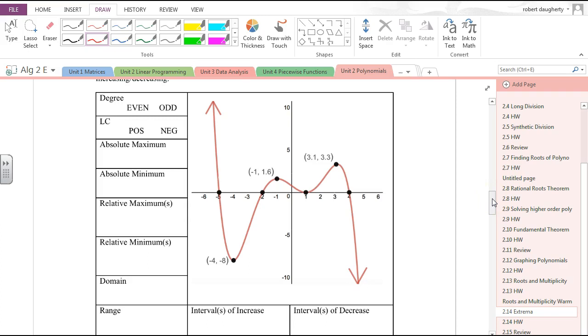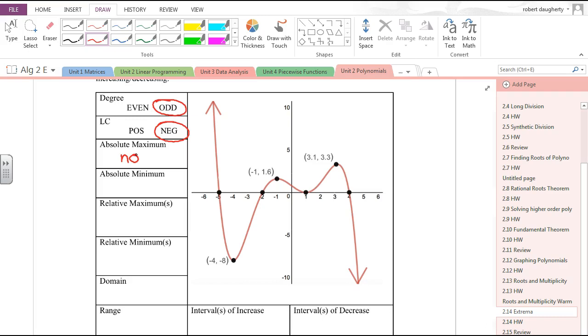I think they should come together relatively easy. So let's look at this polynomial. The degree of this, is this even or odd? Okay, it's odd degree. Leading coefficient is positive or negative? It is negative. Okay. Is there an absolute maximum? No. Why is there not an absolute maximum? It continues to go up. It's not bounded there. So there is no absolute maximum. Don't write equal infinity here. Just write no, none, nada, empty set, null, whatever.